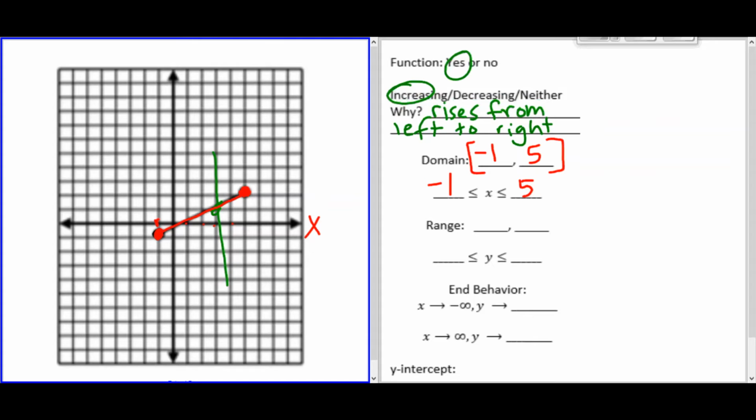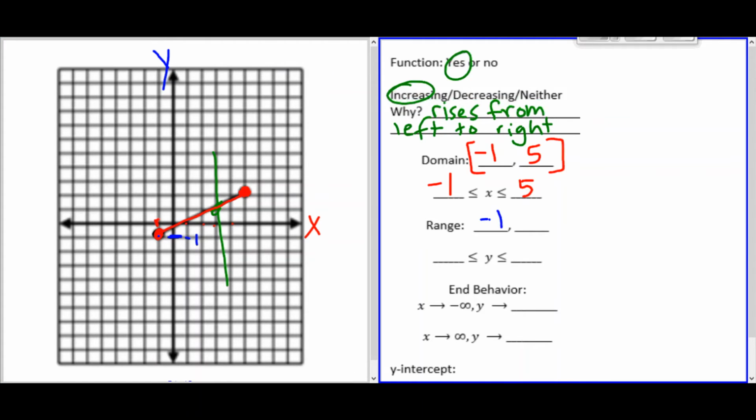Now let's look at the range. Remember, that has to do with your y-axis. So now, instead of left and right, you're looking at up and down. So we'll start with the lowest, which means how far down does this graph go? So on the y-axis, it goes as far down as this point here. So this point is -1. So it goes as far down as -1. And this is a closed circle, so I'm going to put a bracket.